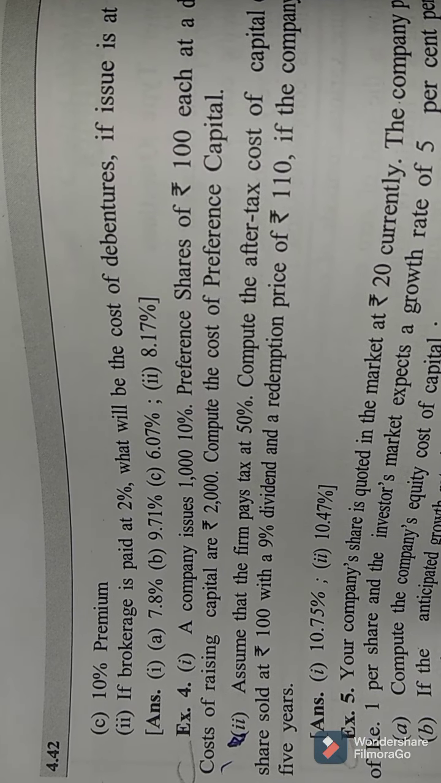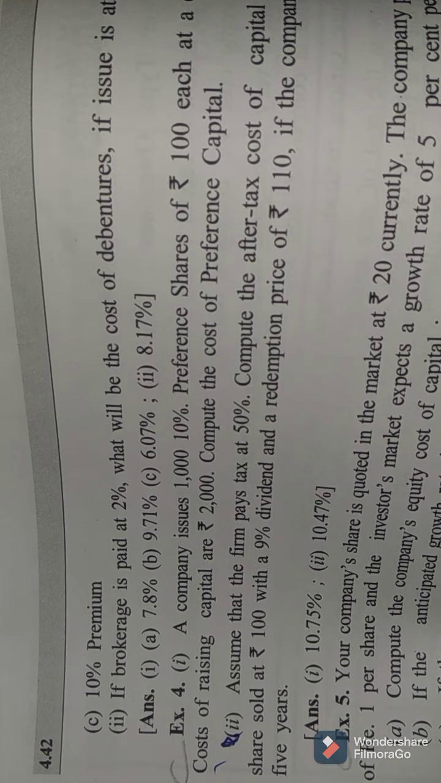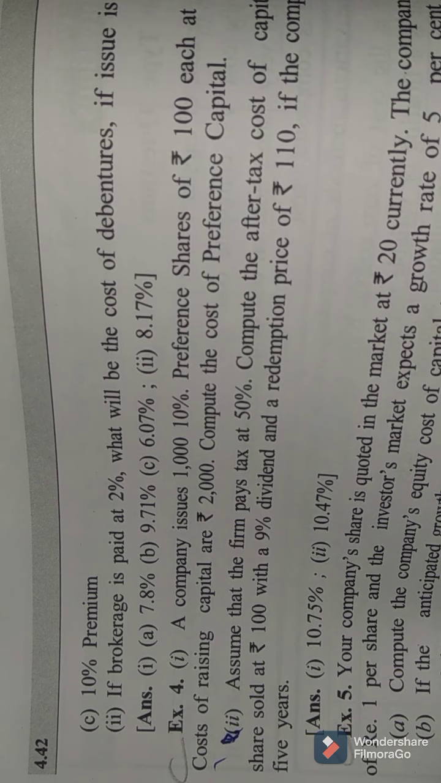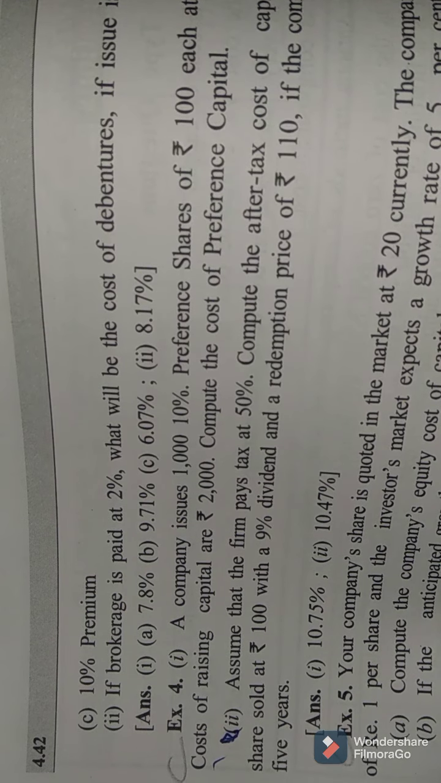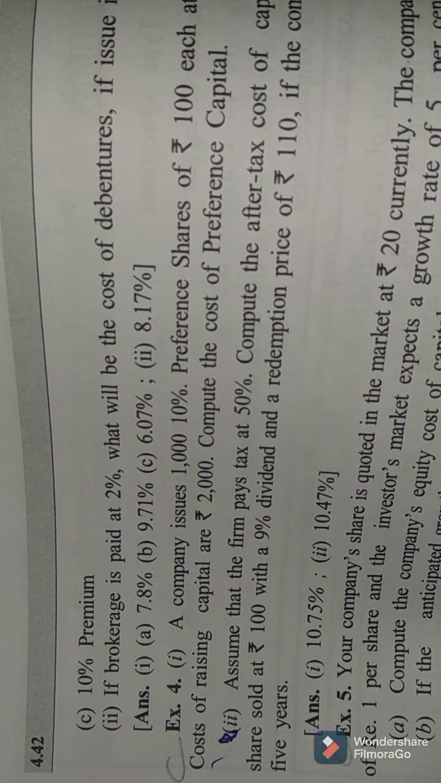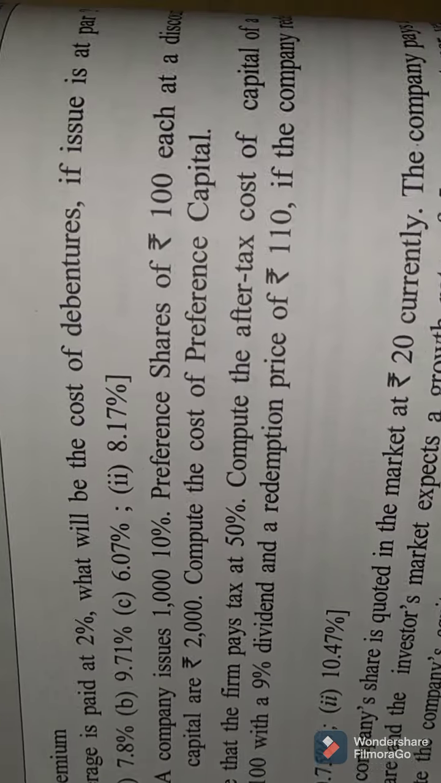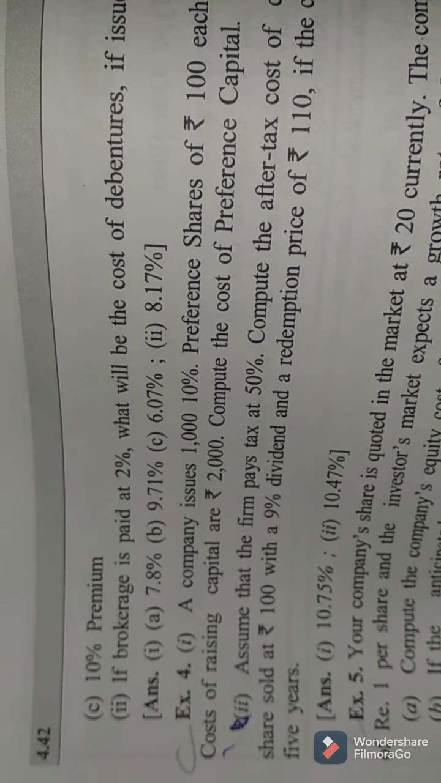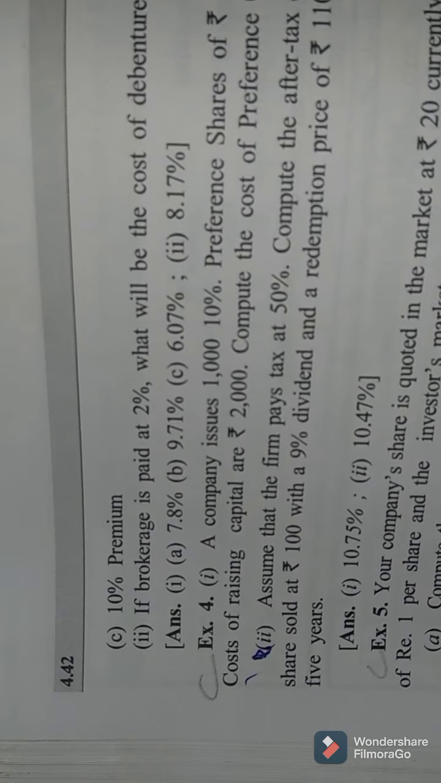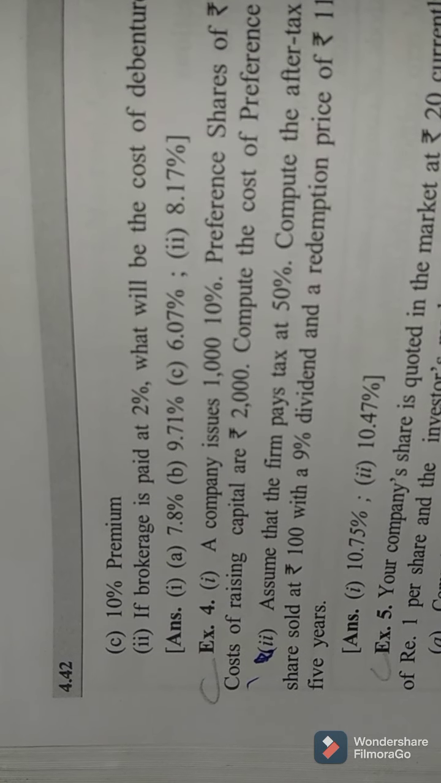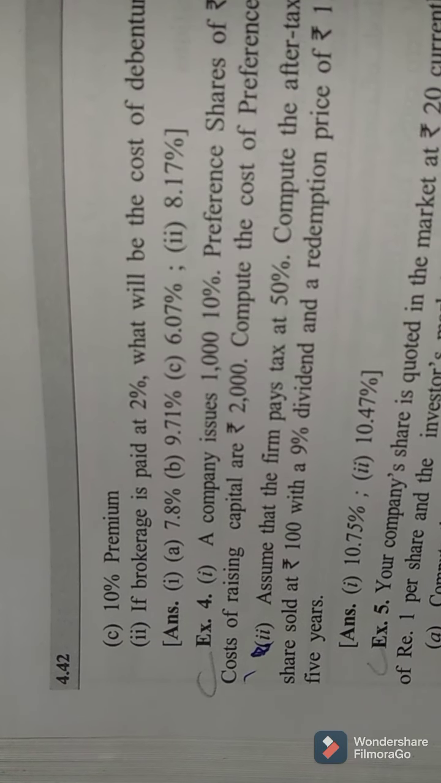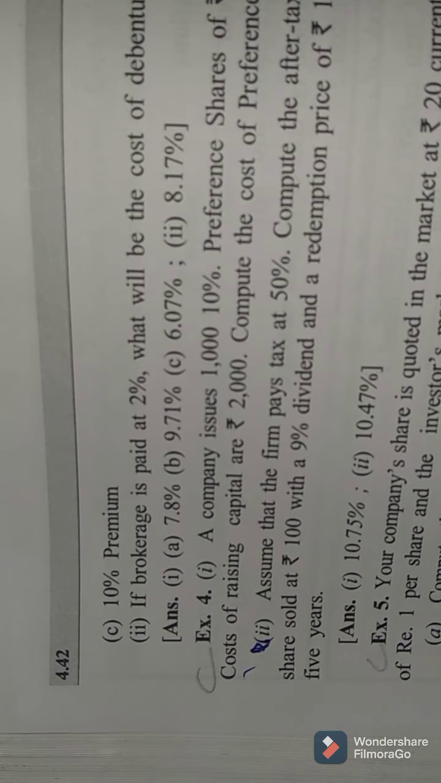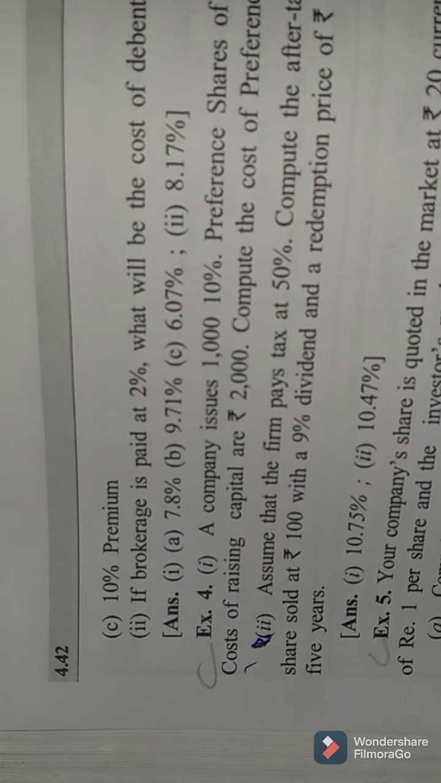Question number 4. A company issues 1000 preference shares of 100 each. Now the amount of preference share is 1000 multiplied by 100, which is equal to 1 lakh. Each at a discount. Now the discount is given. Discount is 5%. Okay, discount is given. Now we can subtract this discount from face value. Then we get net proceeds.